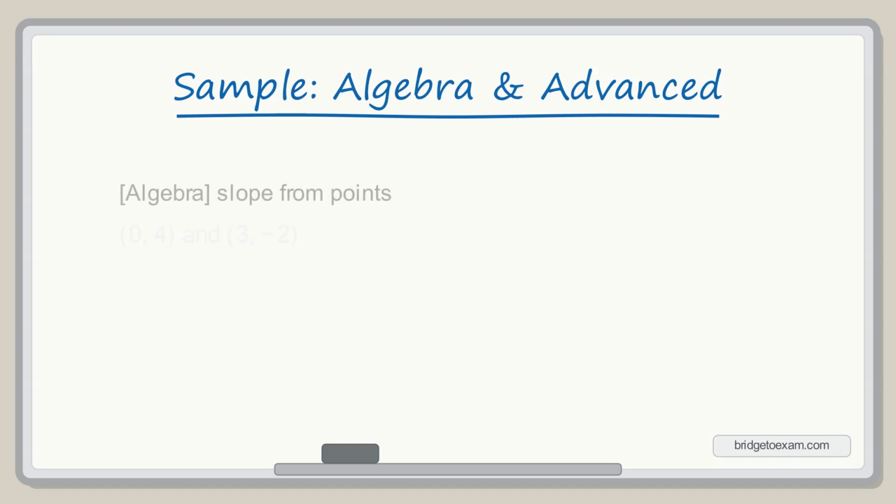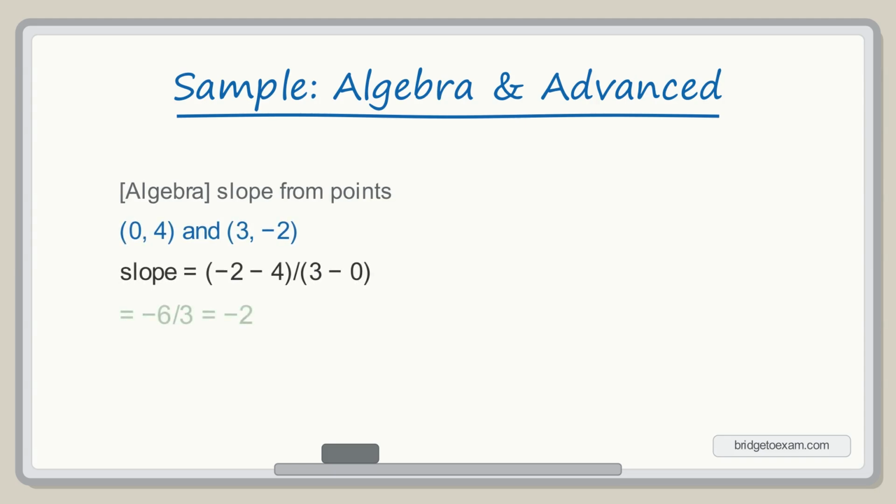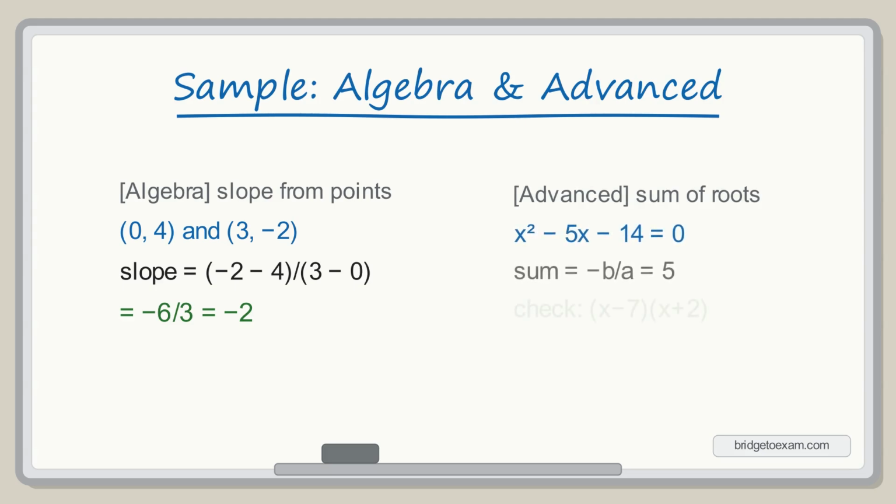Algebra. The slope between 0,4 and 3,-2 is the change in y over the change in x. -6 over 3, which is -2. Advanced math. For the sum of the roots, you don't even need to solve. The sum is -b over a, which is 5. You can confirm by factoring into x minus 7 and x plus 2.